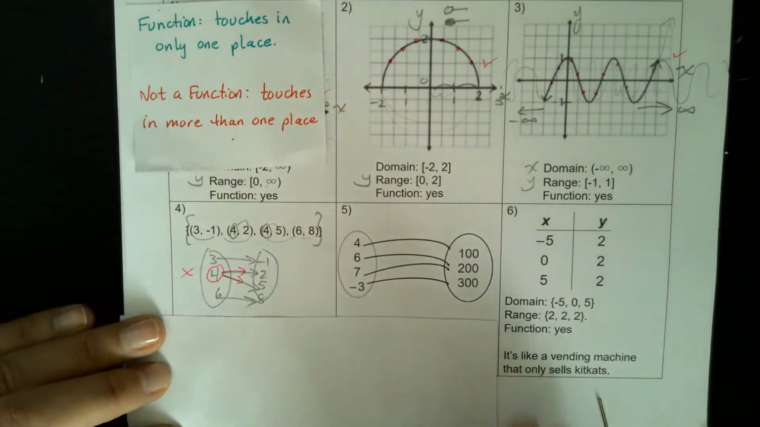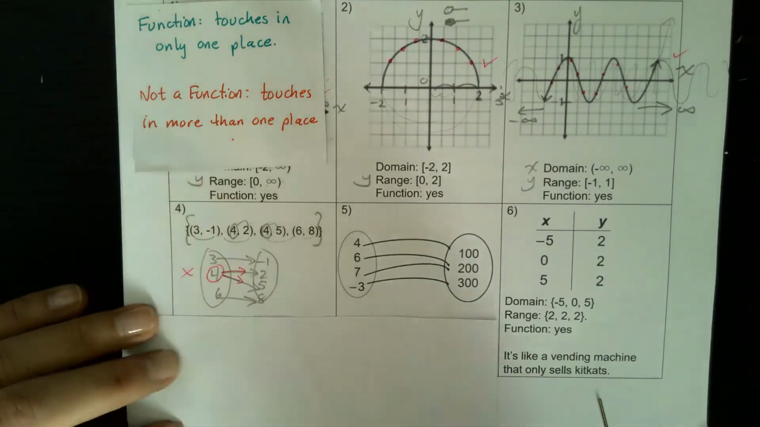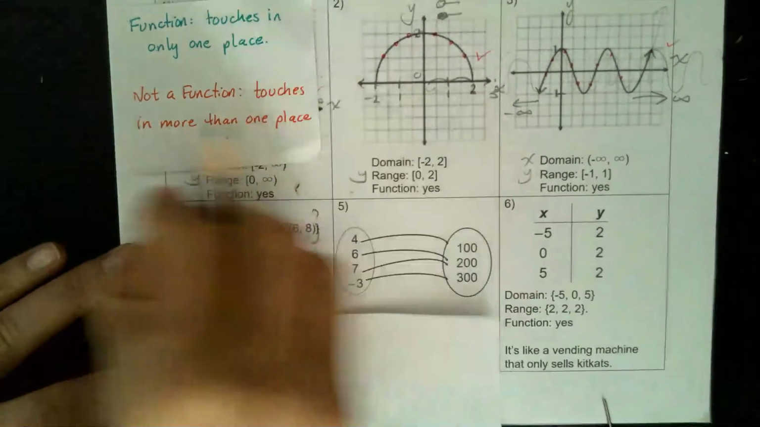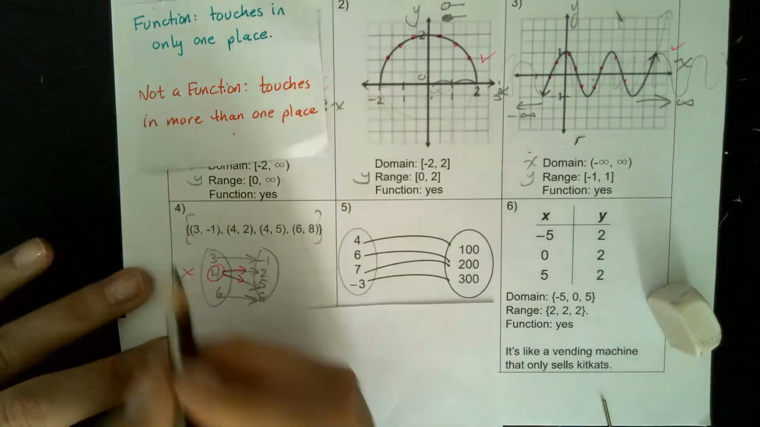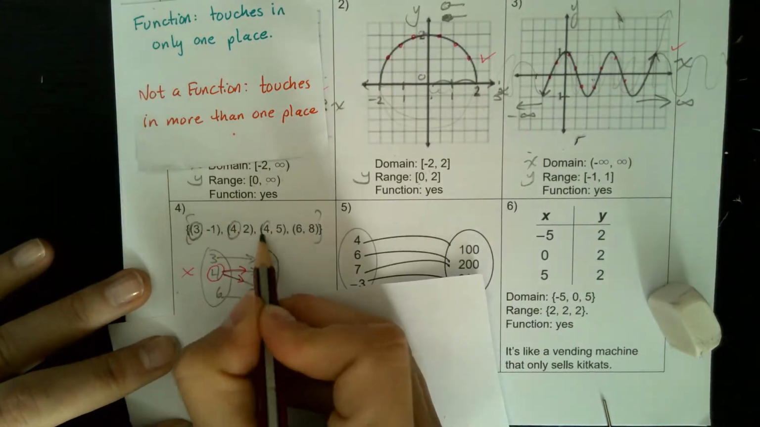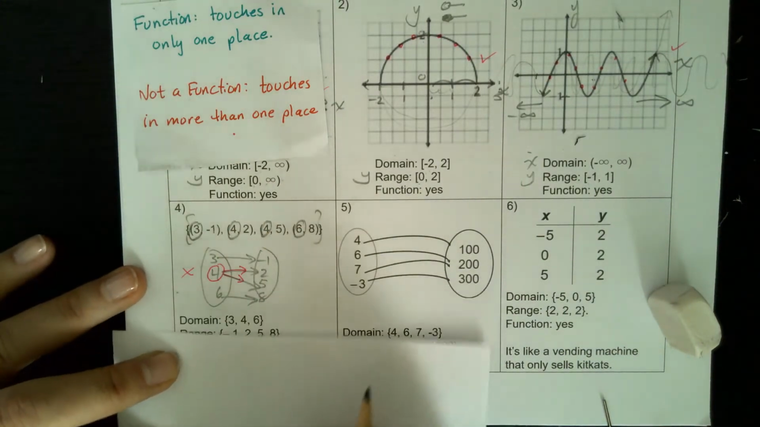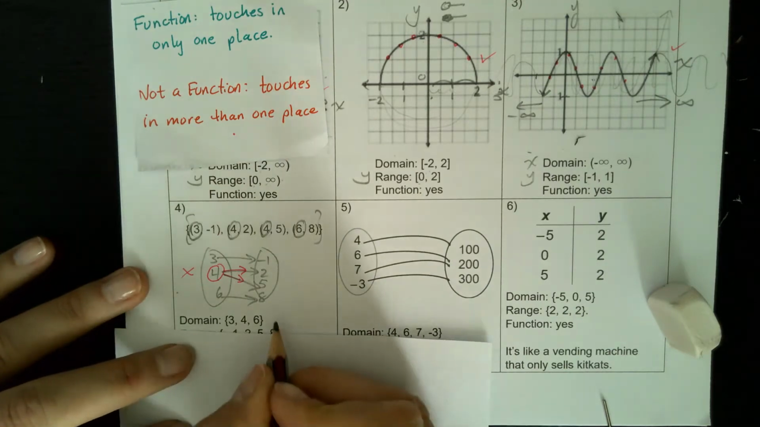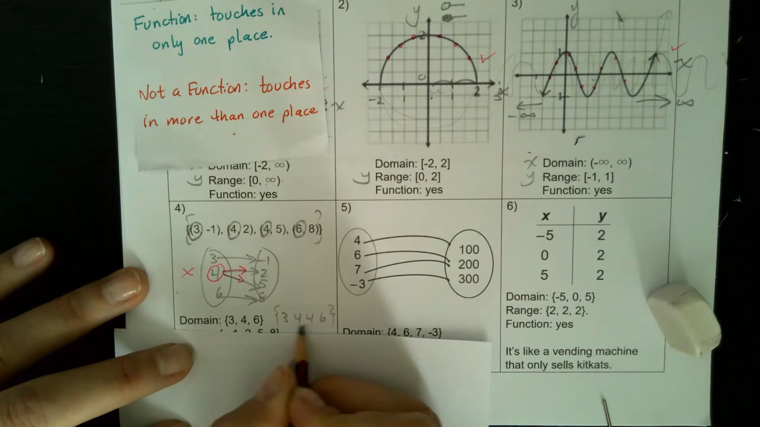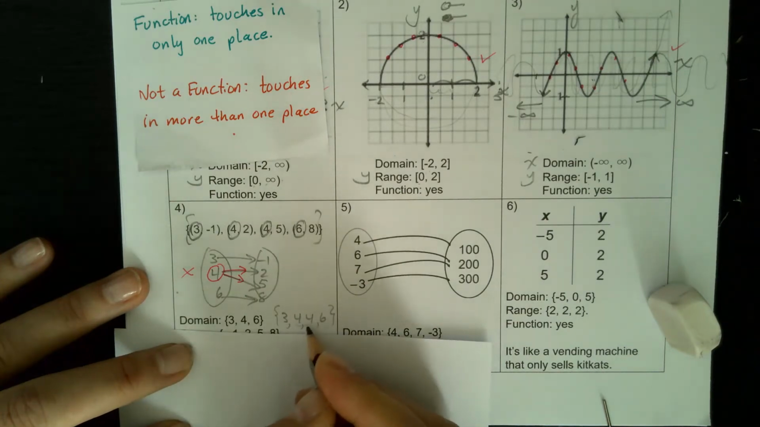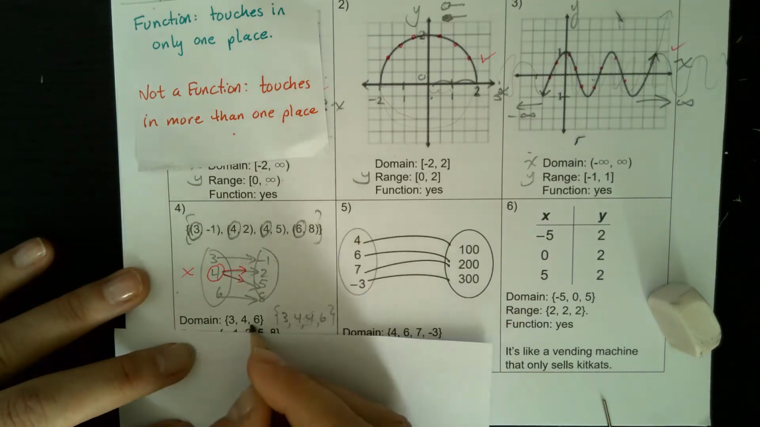But now I want to do my domain. Now my domain is all my x values. And when I have ordered pairs, it's easy. I just take all the x values like that, and I put them into a set. But I don't write 3, 4, 4, 6. I don't write the 4 twice because it's a set. I don't need to write it twice. I just write it once.